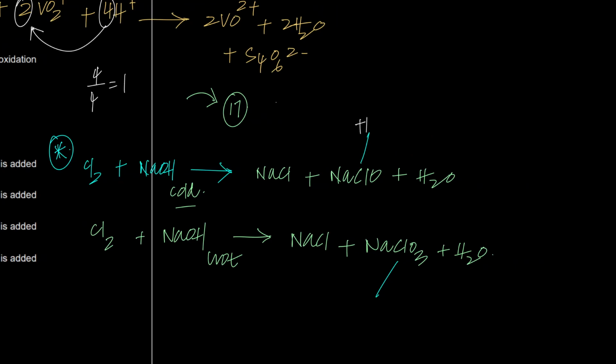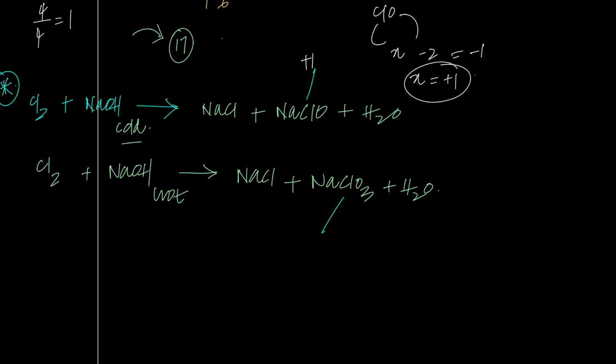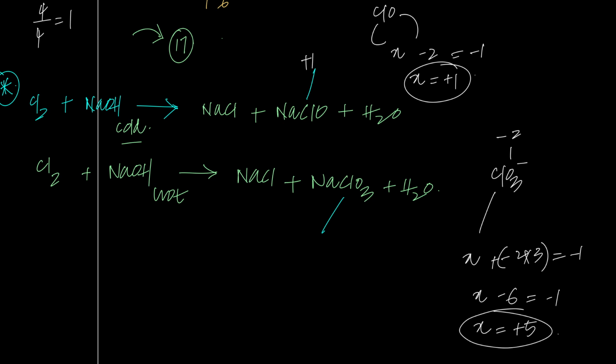This is +1, if I'm not wrong. If you can't do that, this is the ClO minus ion, right? If you want to calculate it, this is x, oxygen is -2, equals -1, so x equals +1. And for this one, it is the ClO3 minus ion, right? So chlorine is x, oxygen is always -2, so -2 times 3. Add them together, overall oxidation number is -1, x minus 6 equals -1. We've done so much practice of this, so you should be able to calculate this very easily. This is +5 and +1 here.